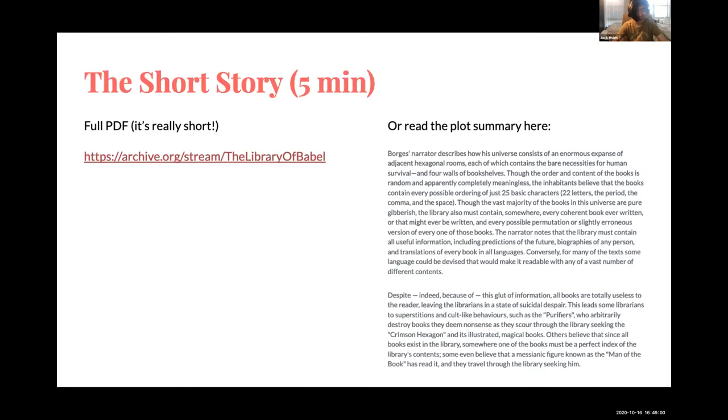Okay, so in case you didn't read it or fell asleep, it's very simple. You have a bunch of books, all full of random characters, arranged in a giant hexagonal library. People think it's random. Some people try to find this book that tells you everything about the universe. That's pretty much it. Next slide.